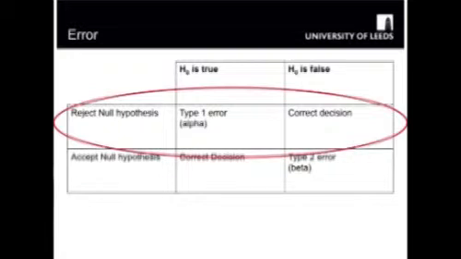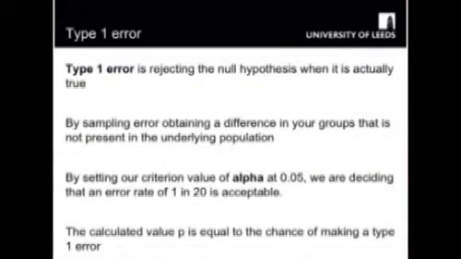Down the side you can see what decision we make. So across the top we have the real world situation, down the side we have the decision that we make. If in the real world the null hypothesis is true, and we reject the null hypothesis, we are making what is called a type 1 error.